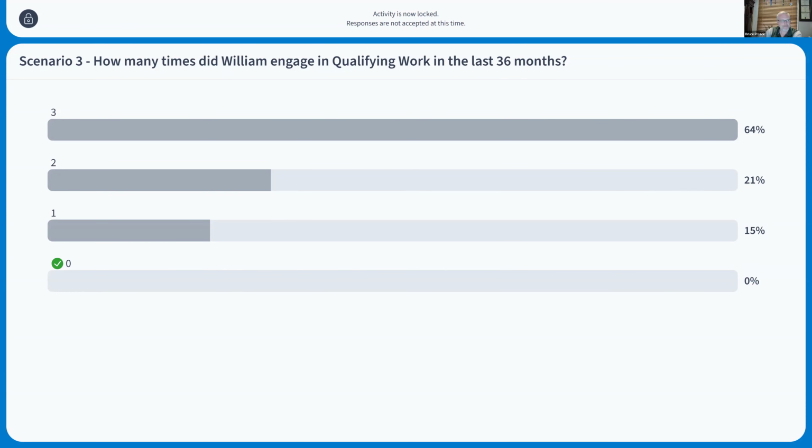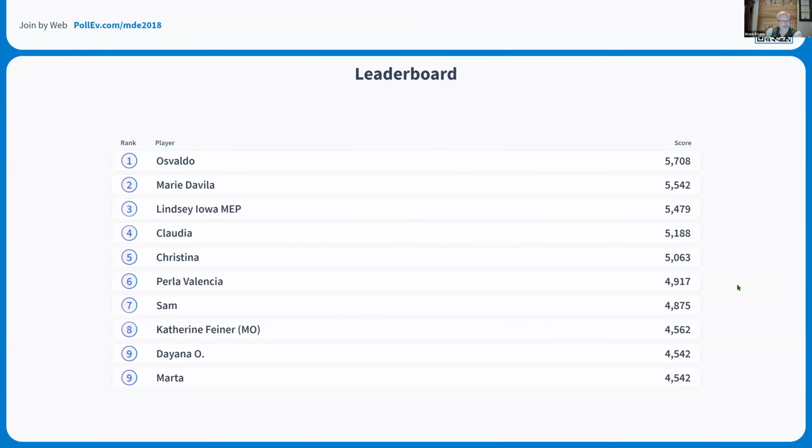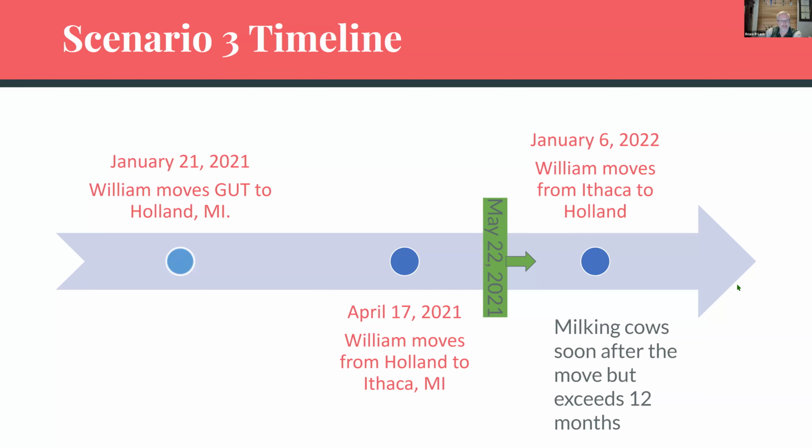So this leaderboard isn't going to change. Let's take a look at the explanation. I think we're going to have a little bit of discussion in this one. In January of 2021, he moved from Guatemala to Holland. On August 17th of 2021, he moves from Holland to Ithaca.